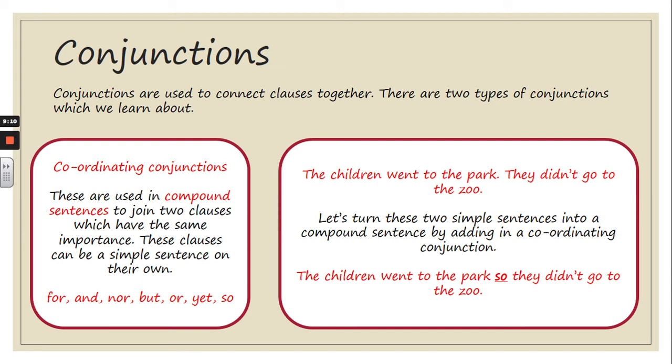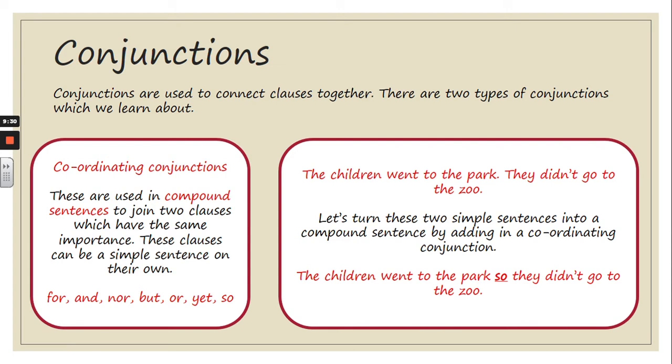They didn't go to the zoo. That's an example of 2 different simple sentences. So they're 2 clauses that make sense on their own. So let's turn these two simple sentences into a compound sentence by adding in a coordinating conjunction. So the children went to the park, so they didn't go to the zoo.